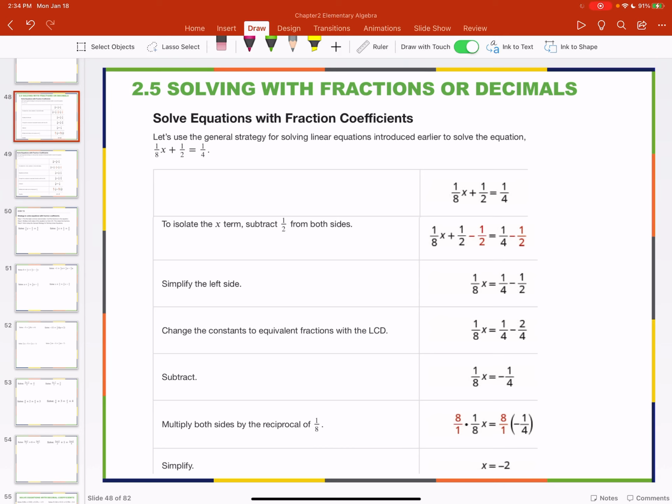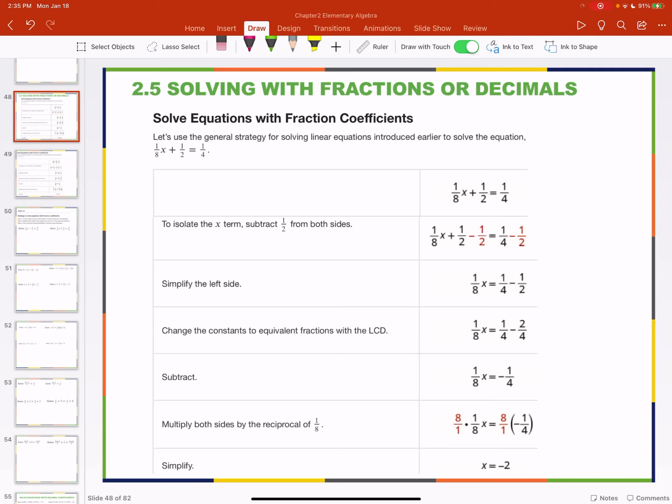Okay, so let's look at this example here. 1/8 x plus 1/2 is equal to 1/4. Now the process is the same. You have number, variable plus number is equal to another number. We subtract both sides from the number. We're trying to get x by itself. And the only thing that is different, but not really, is that we're just simplifying and solving the equation with properties of fractions.